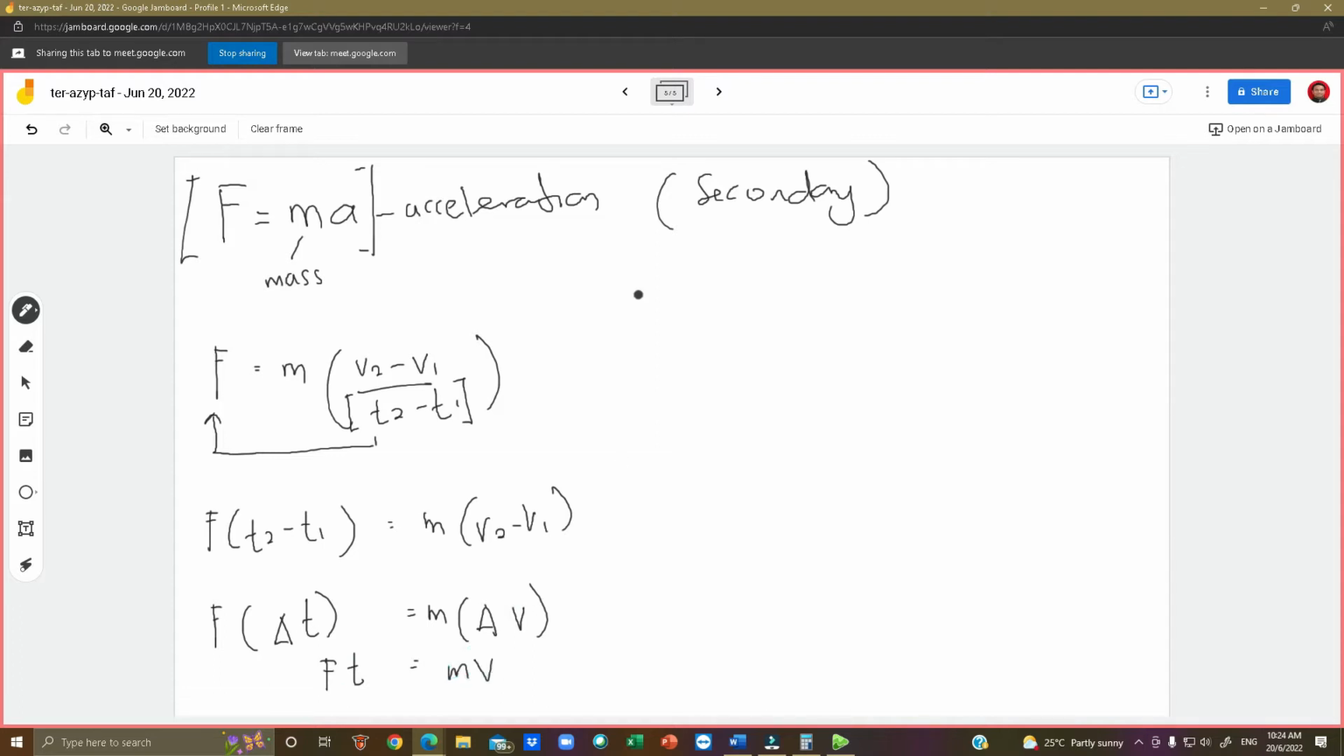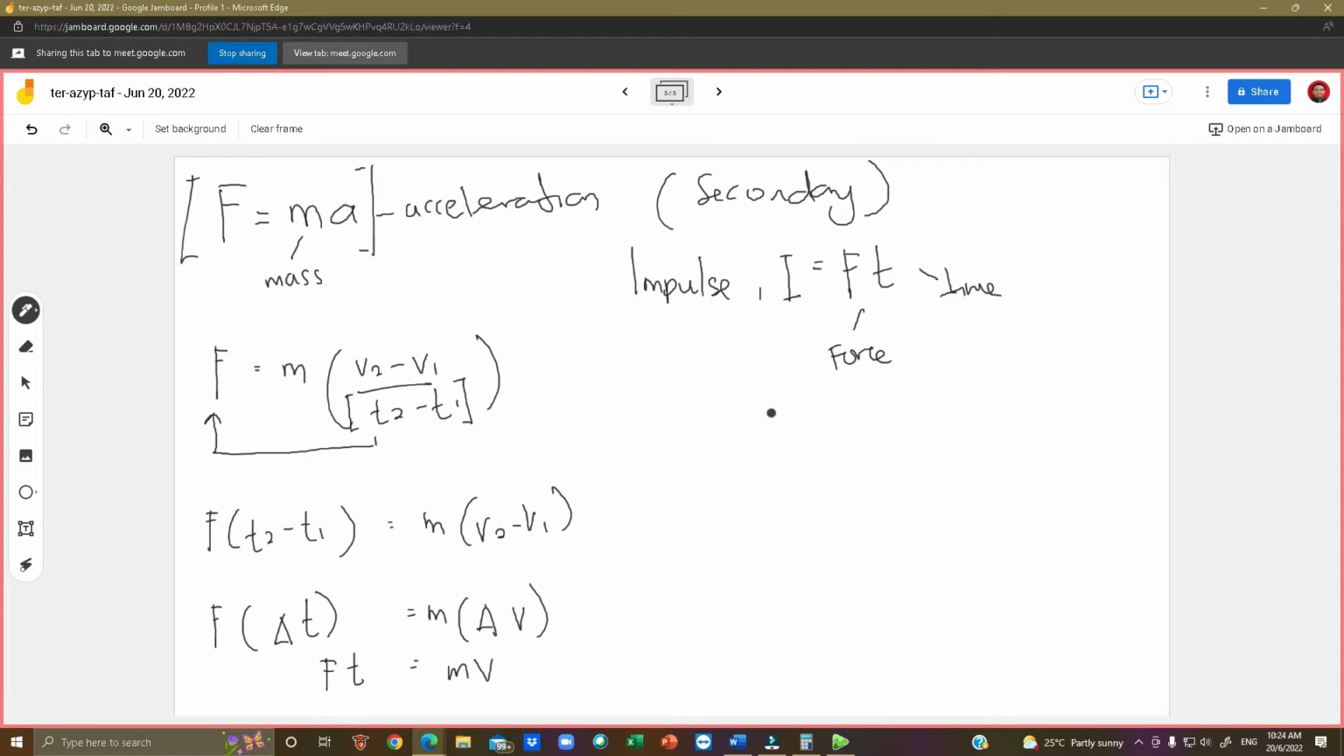Alright, and then in mechanics we have impulse, where we can write it as I besar equals to ft. F is force, T is time. So impulse talks about how much force being inflicted towards an object in a period of time.